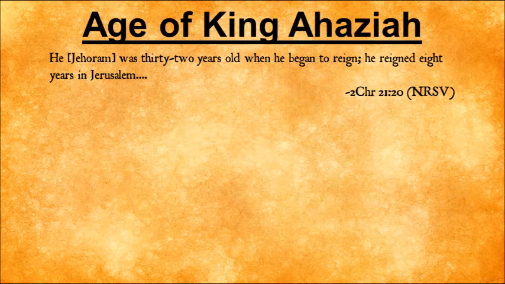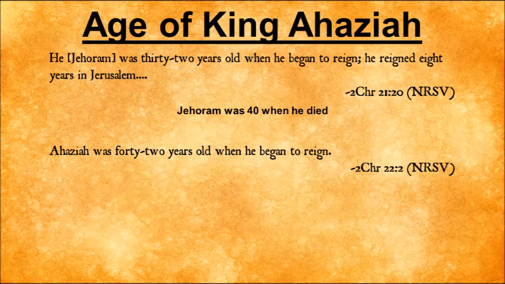About the age of King Ahaziah: Ahaziah's father was Jehoram. 2 Chronicles 21:20 in the New Revised Standard Version, which is the true translation of the Masoretic, reads, Jehoram was 32 years old when he began to reign. He reigned 8 years in Jerusalem. Note that Jehoram was 40 years old when he died. Ahaziah was his son and succeeded him as king.